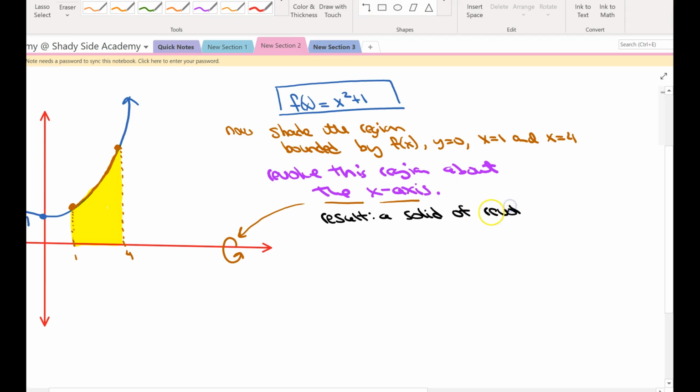And I really like that distinction. I really like emphasizing the fact that we're talking about solids of revolution, because solids of revolution come from areas that are revolved. Surfaces of revolution are a result of curves being revolved. Very important distinction. All right.